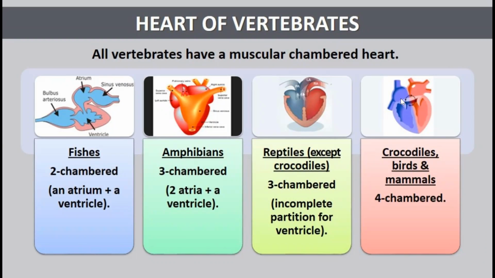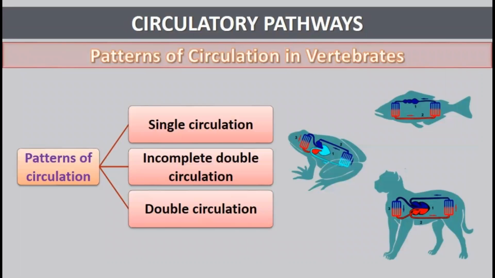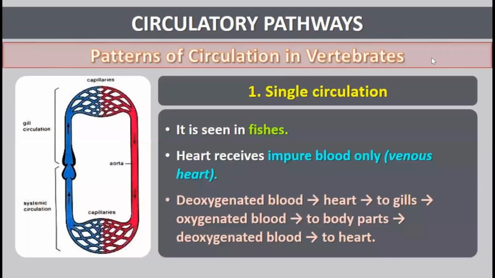Heart of vertebrates: if we go through the structure of a heart, it is a muscular chambered heart, and in vertebrates it is of different types. Like in fishes it is a two-chambered heart, in amphibians it is three-chambered, in reptiles it is three-chambered, and crocodiles, birds and mammals show a four-chambered heart. The pattern of circulation is also different in all these. It could be single circulation, incomplete double circulation and double circulation.